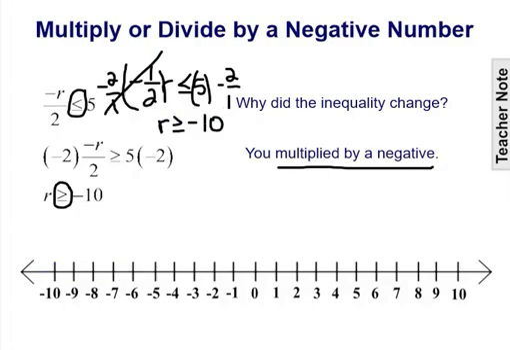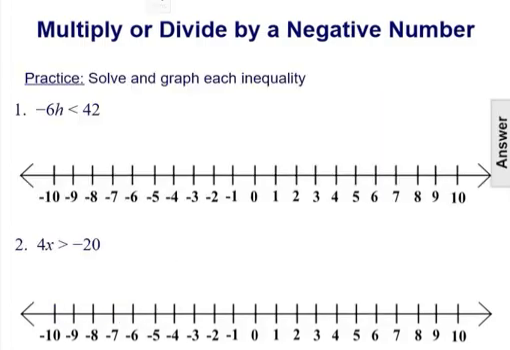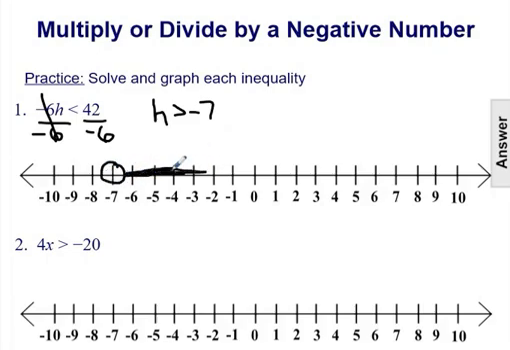Let's get more practice still. We have negative 6h is less than 42. So we'll divide both sides by negative 6 to undo multiplying by negative 6. And we divided by a negative number, so we will switch the sign to be greater than. So we'll have 42 divided by negative 6 is negative 7. So h is greater than negative 7 will be an open circle at negative 7 with our shading to the right.